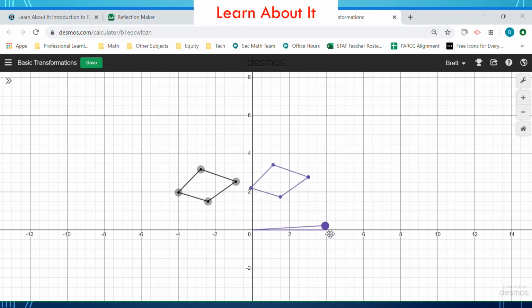If I move it below the x-axis, now it represents a translation that is to the right and down. And if I slide this point over here, now my pre-image is moving to the left 6 units and down 2 units. What's the same? What's different when we do a translation?